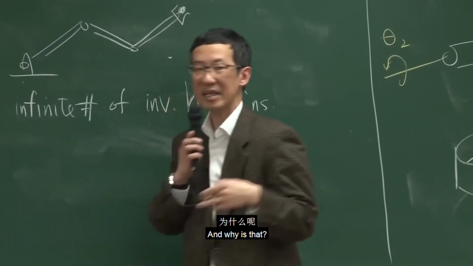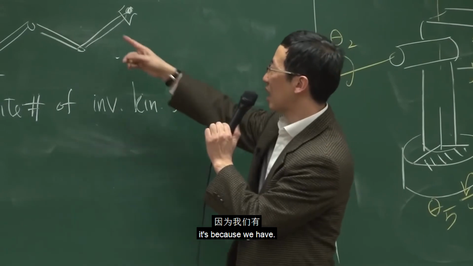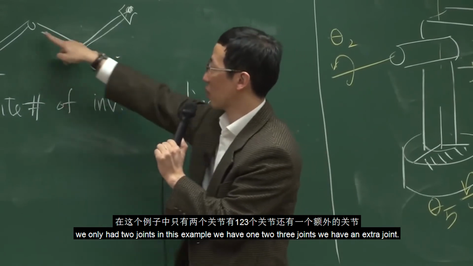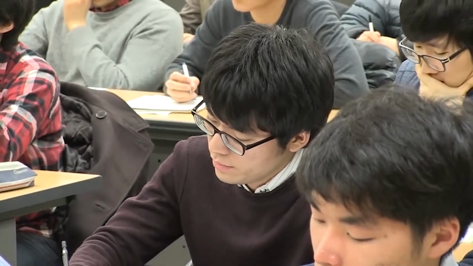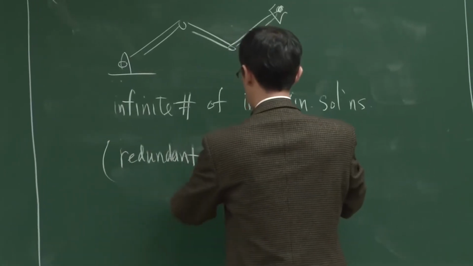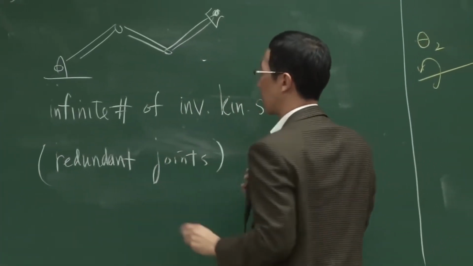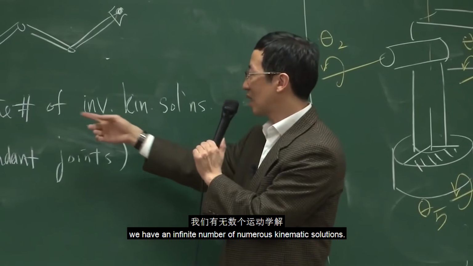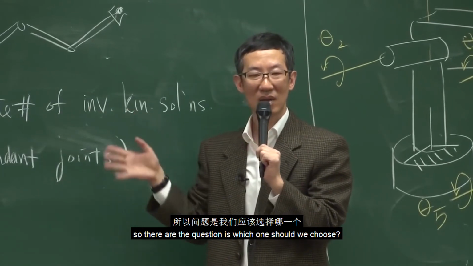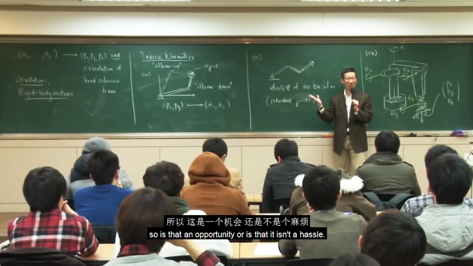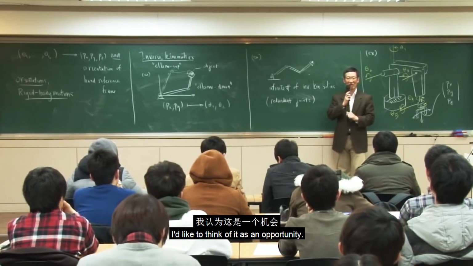And why is that? Well, it's because in the previous example, we only had 2 joints. In this example, we have 1, 2, 3 joints. We have an extra joint. So we have redundant joints. So we have more joints than necessary. And in this case, we have an infinite number of inverse kinematic solutions. So there the question is, which one should we choose? So is that an opportunity or is that a hassle? Well, I like to think of it as an opportunity.